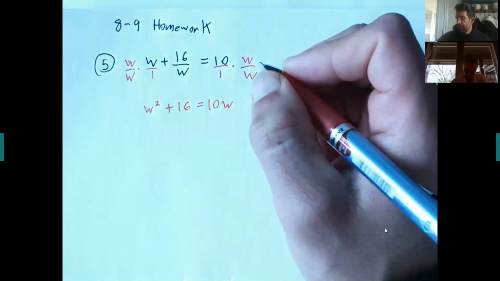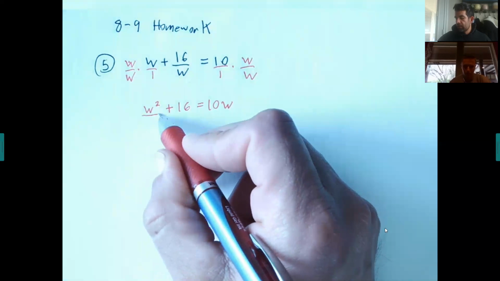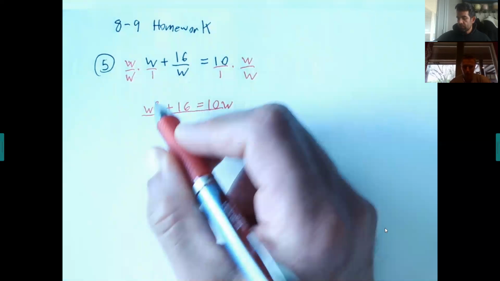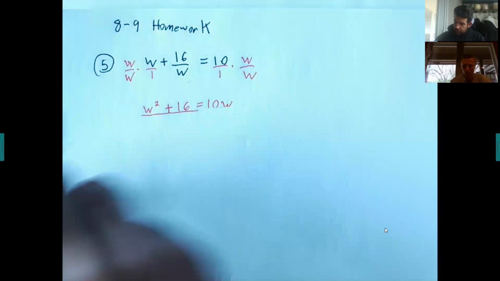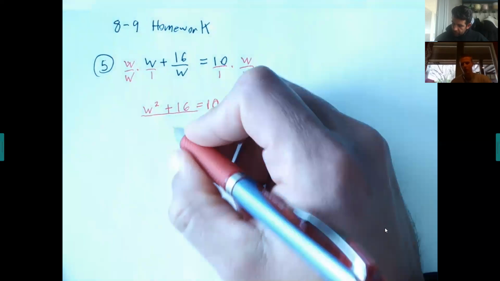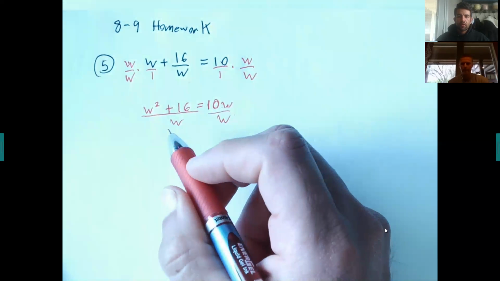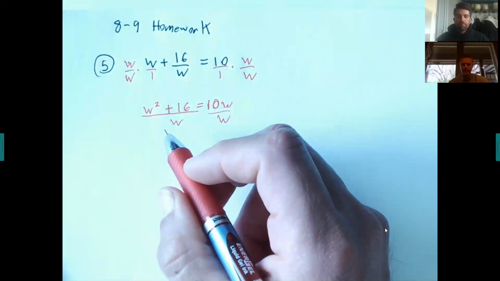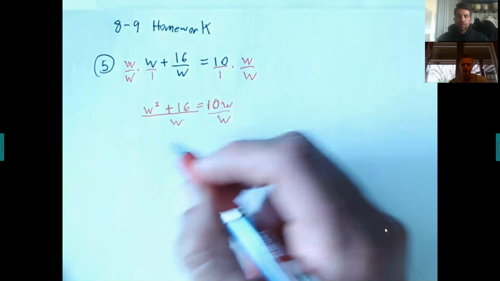Now, the idea behind this is that all of this is technically divided by W. Like this would be over W, this would be over W. But listen, just like we've done before, this is one way to do it. And at that point, you can cross multiply, but that kind of gets complicated.